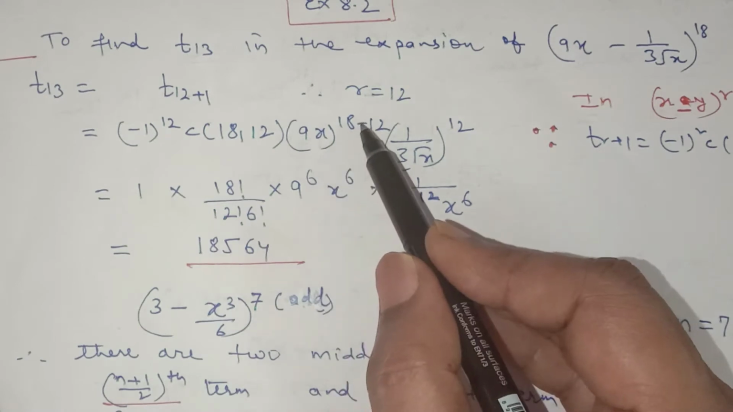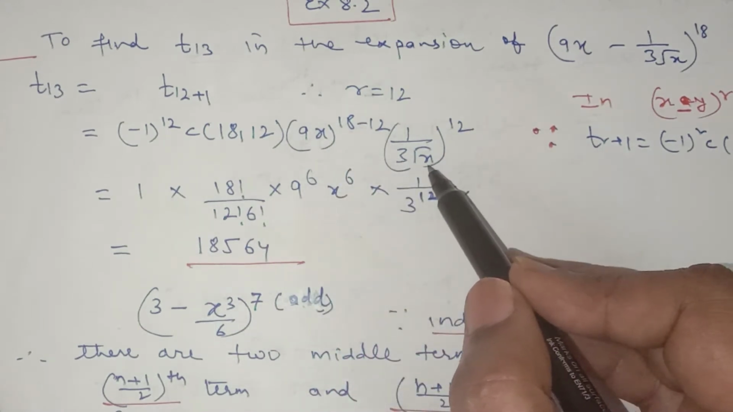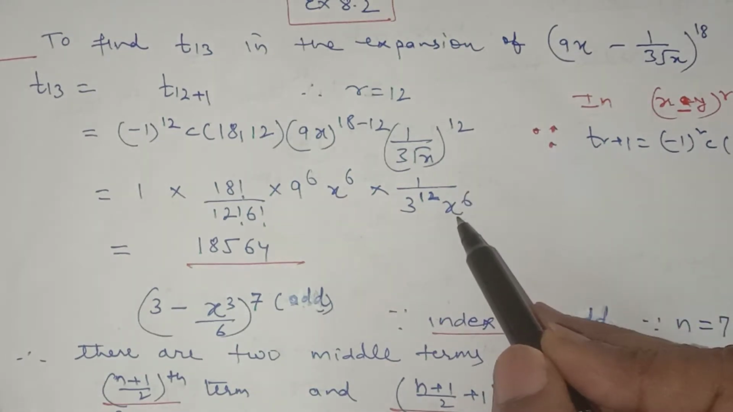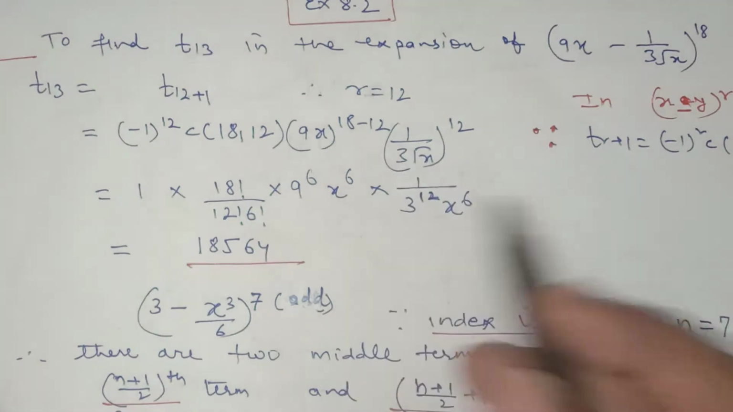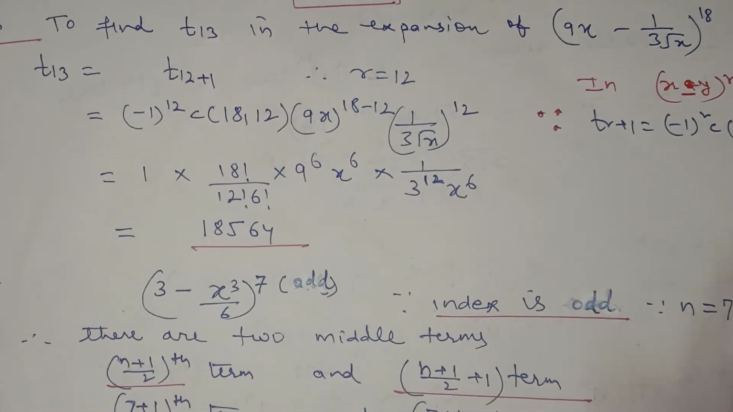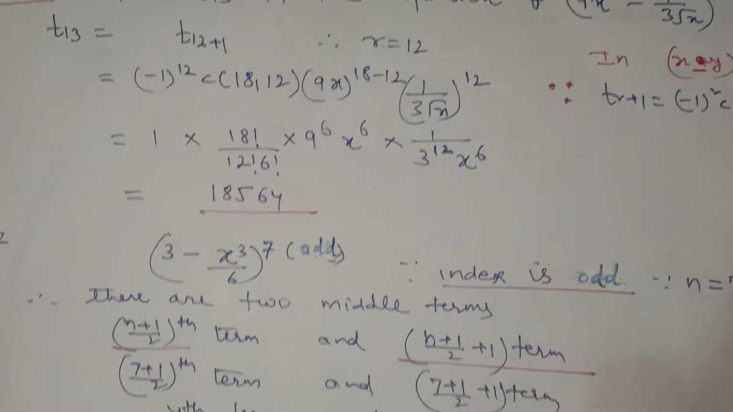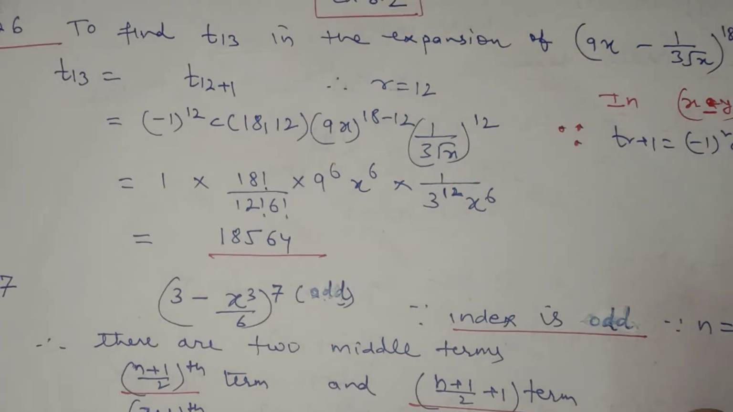9x raised to power 6 means 9 raised to power 6, x raised to power 6, that is 3 to the power 12, and root x to the power 12 is x raised to power 6. x raised to power 6 will be cancelled out with x raised to power 6, and on simplifying you get 18564, its 13th term. So up to question 6, we have discussed how to find its general term, how to find its term, how to find the coefficient of any term in the binomial expansion.